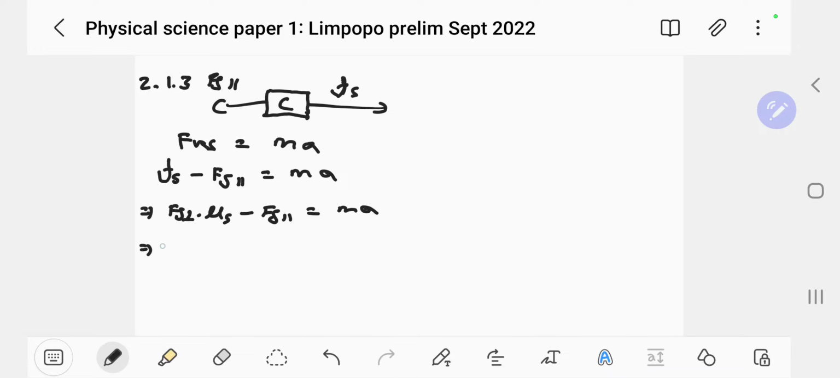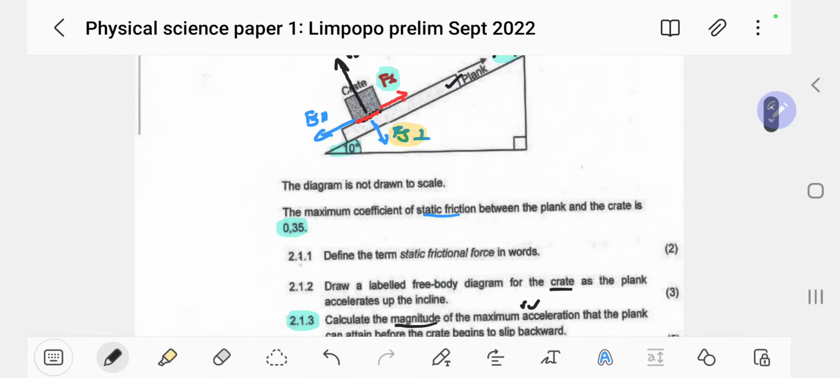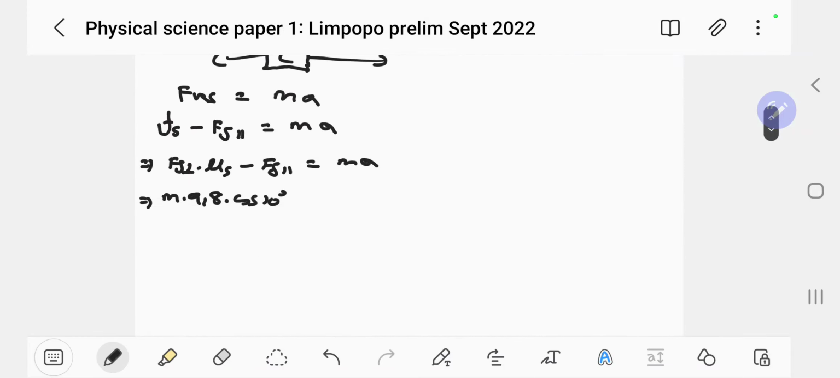What is Fg perpendicular anyway? Fg perpendicular is mass, which we don't know. So this is mass times 9,8, which is the gravitational acceleration. Remember, once we do Fg perpendicular, that one becomes cos of theta. Now, what is theta? Remember, theta is that angle of inclination of our slope, which is 10 degrees. So I'm just going to move on quickly this time.